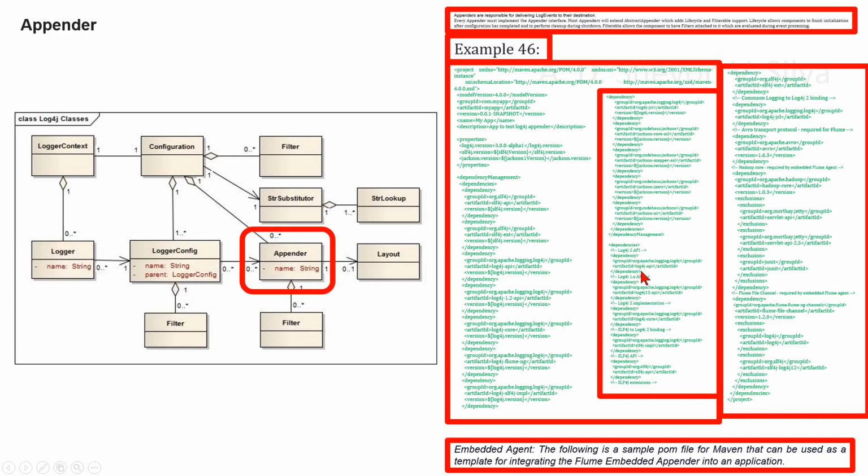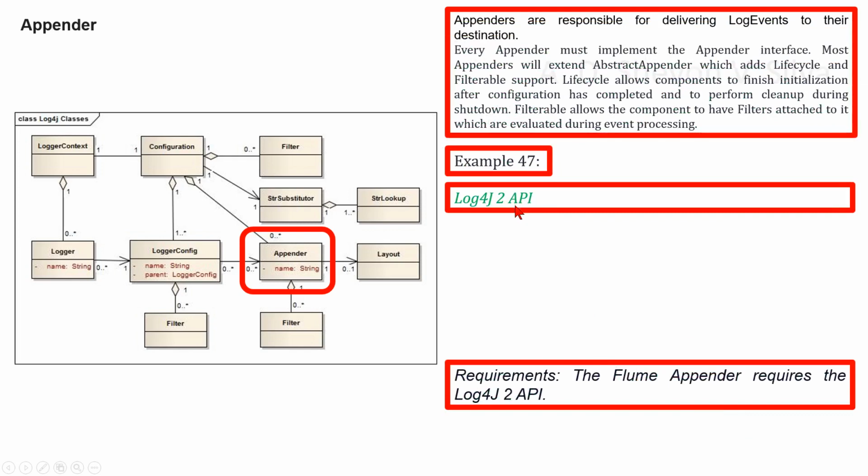Log4j 2 API, Log4j 1.x API, Log4j 2 implementation, SLF4J, SLF4J Log4j 2 binding, SLF4J API, SLF4J extensions, commons logging to Log4j 2 binding, Avro transport protocol required for Flume, Hadoop core required by the embedded Flume agent, Flume file channel required by the embedded Flume agent. The requirements: the Flume appender requires the Log4j 2 API.